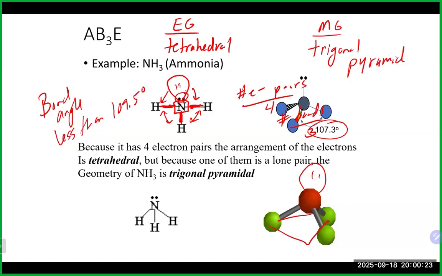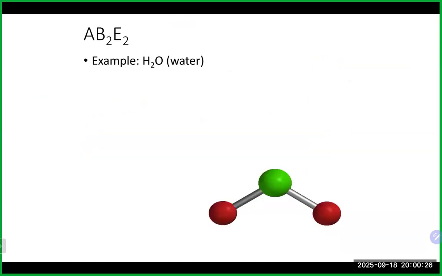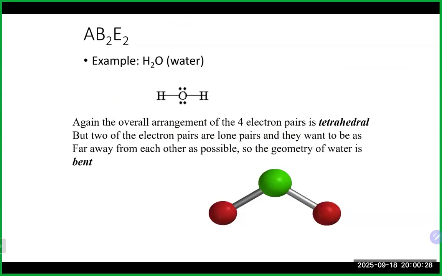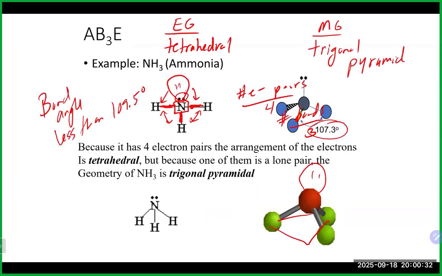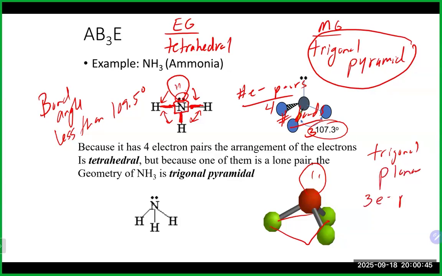Another example of some lone pairs, one that you've probably seen before, is our friend water. And by the way, before we get to water, let's just go back to this guy. This is trigonal pyramid. And previously we saw trigonal planar, yeah? And that is something different, right? That's 3 electron pairs and 3 bonds.